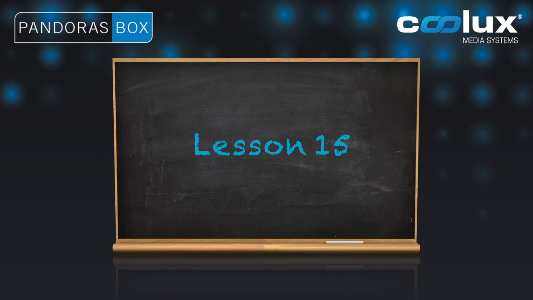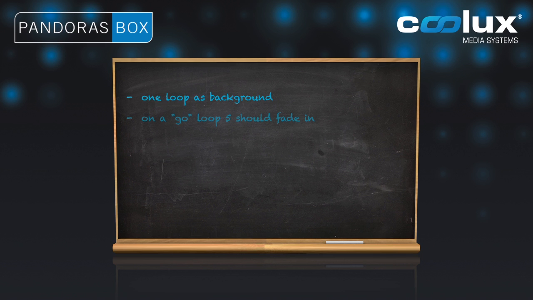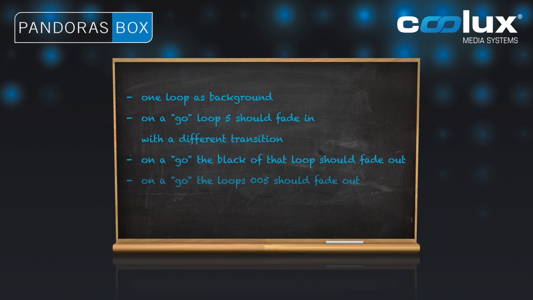In this lesson, we'll present you with another situation. We want to have one loop as a background, and then a loop should fade in with a different transition. After that, the black of that loop should be keyed out in the same clip, and after that, the loop should fade out with a different transition.